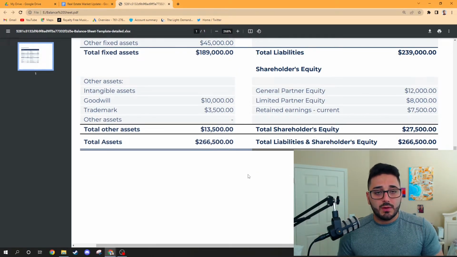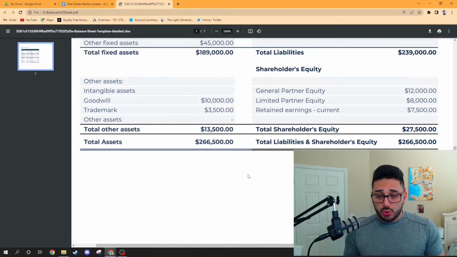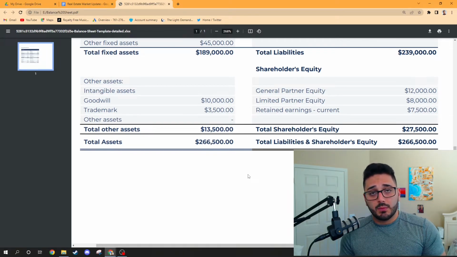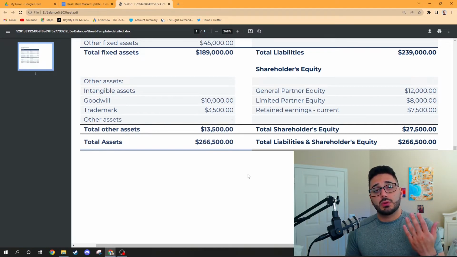But since you have more assets than liabilities, you have some sort of equity, and that total equity equals 27,500. Again, 27,500, where does it come from? It's a function of total assets minus total liabilities. So this is 27,500. Again, this can be categorized into different categories as well.